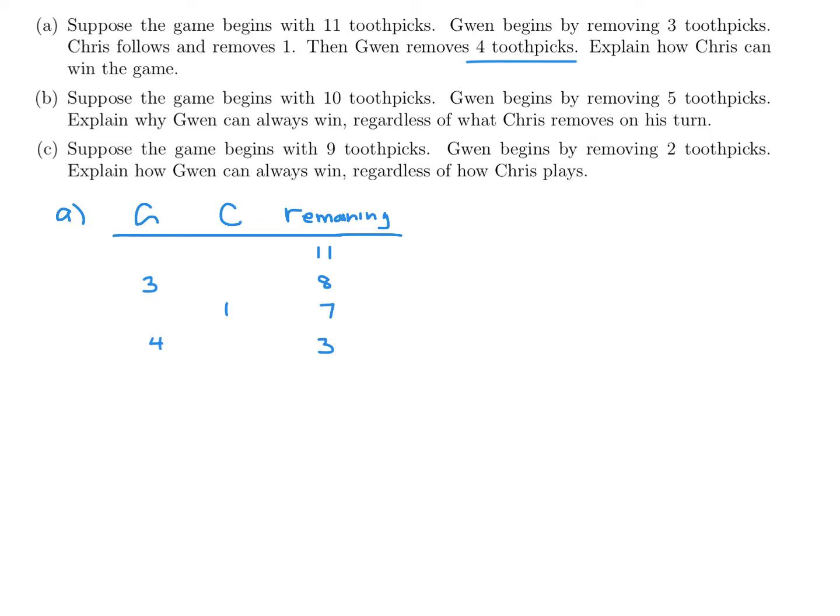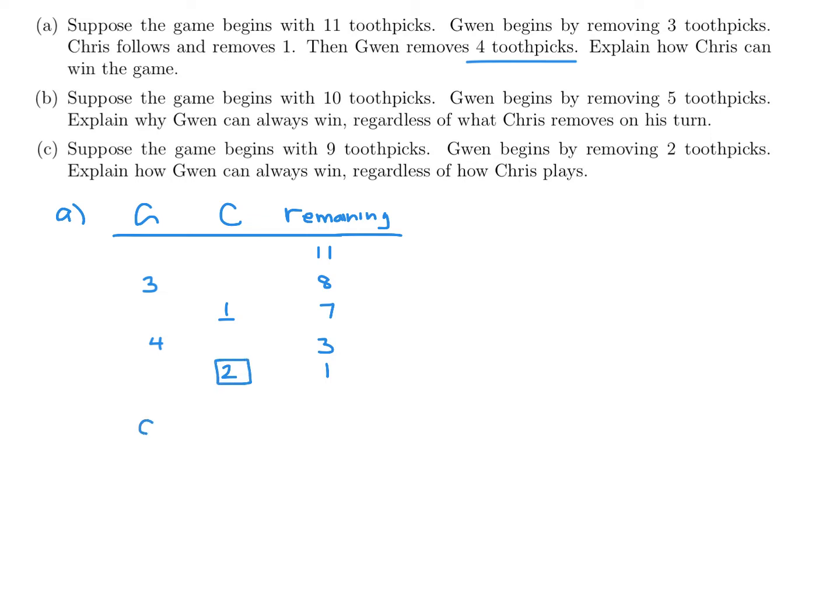Well, at this point, if Chris removes 2, then there'd be 1 left. But then you say, well, Gwen can remove that last one. She can't because Chris already removed 1. And the rule states that if a number of toothpicks has been removed, that same number cannot be removed again. So Gwen cannot remove 1, so she has no play. Since Chris has the last play, he wins.